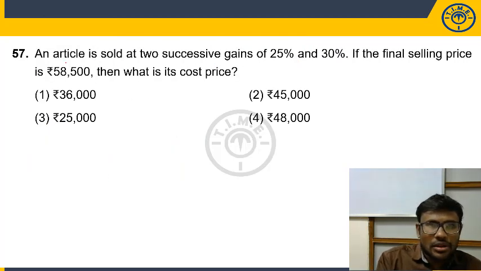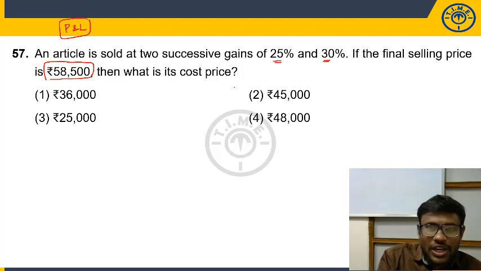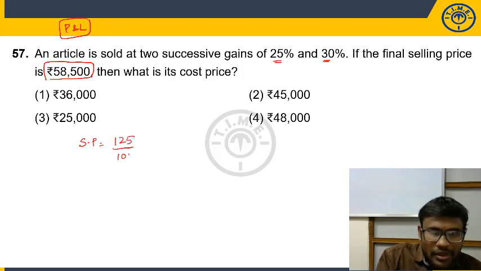57th, an article is sold at two successive gains of 25% and 30%. So it is a profit and loss question. There are two successive gains of 25% and 30%, and the final selling price is 58,500. What is the cost price? So the first gain is 25%, which means the selling price will be 125 by 100, into the next gain of 30%, which means 130 by 100, into the cost price.